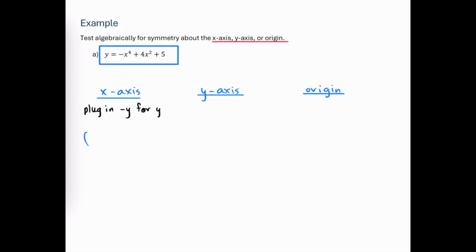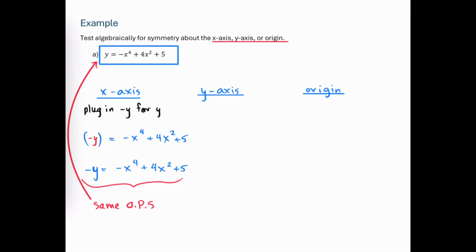So in our original equation, we're going to open up a variable for y, but not do anything to the x's. Then we'll plug negative y in for every y value in the equation, simplify, and then compare that back to the original. So on the left we have negative y. Again, nothing changed on the right-hand side. And the question we're asking is, does this equation have the same set of ordered pair solutions as the original equation? And the answer here is no.